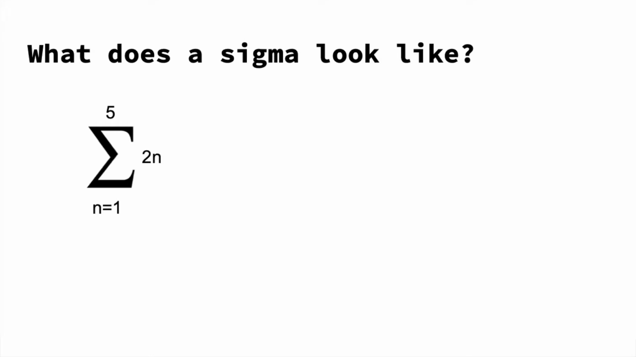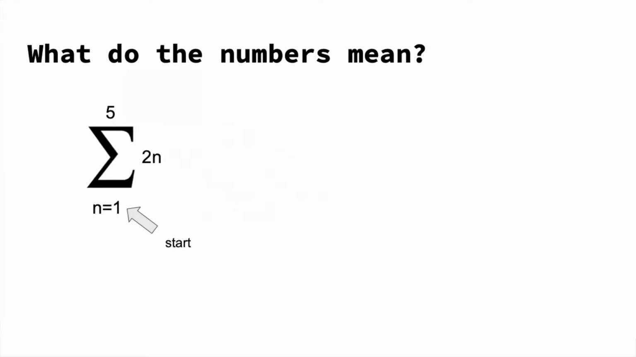So the bottom value is the start of the index. It is usually n equals a number, or sometimes i equals a number, but you have to have a variable there. On top is the stop value, which is where you stop indexing. On the right is what to sum. And why don't we clarify this with an example?